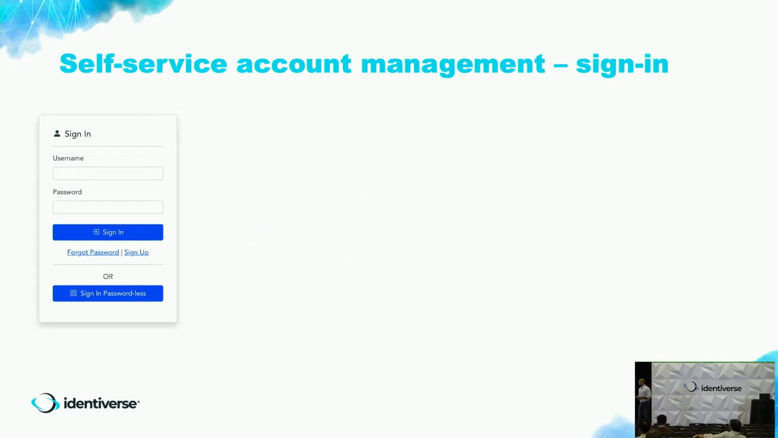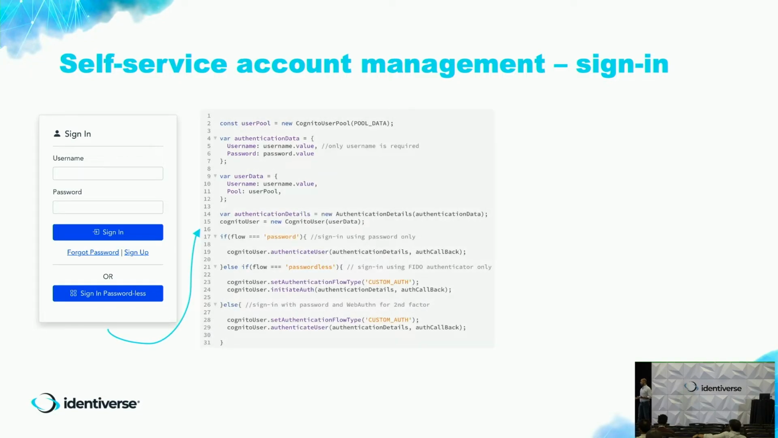Let's look at the sign-in flow. In a similar way, you build your own UI, collect the user credentials or the username, and then make another call to Cognito to authenticate this user. You have different flows to authenticate the user: username and password, passwordless, or a combination of both. There's some logic to choose which flow to go with. But at the end of the day, if you look at line 19, this is the call that you are making to Cognito to authenticate this user.